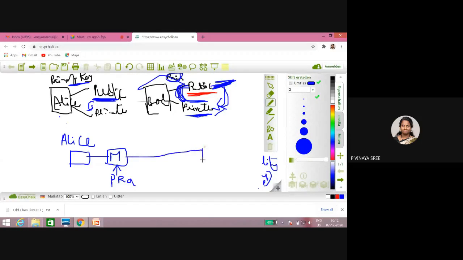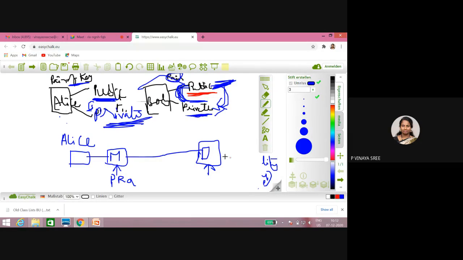Next, this has to be decrypted with the public key of A. I already said that if you are using one key of a pair for encryption, then which key does Bob have to use for decryption? The public key of Alice. Yes, the public key of Alice. Will Bob have the public key of Alice? Yes.